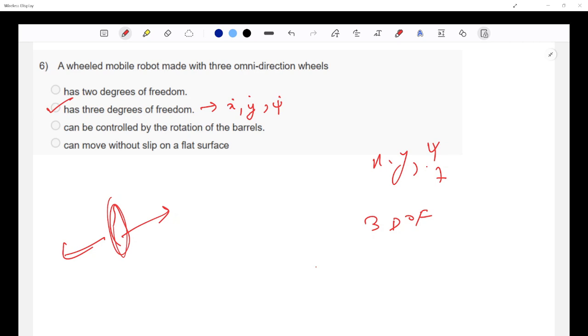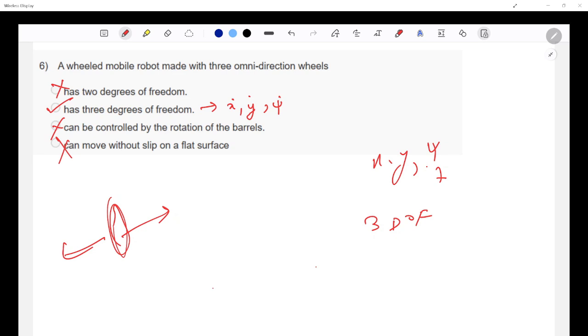Option 3 is can be controlled by rotation of the barrels. False. Barrels or rollers are passive and they are not actuated. So control is through main wheel rotation and not the rollers. And the other option is it can move without slip on a flat surface. It is false because omni wheels intentionally allow sliding. Okay, that's how sideways motion happens. So there is slip through the rollers, but it is controlled slip. Okay.